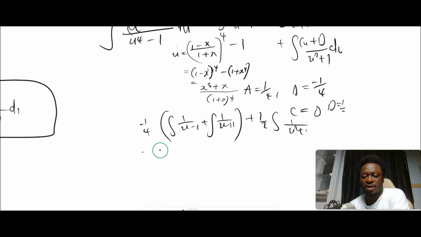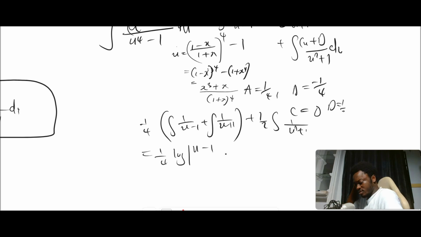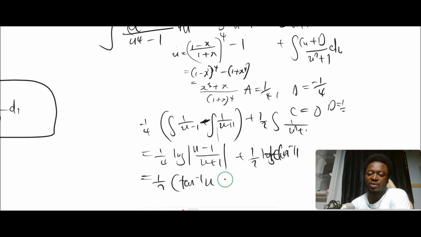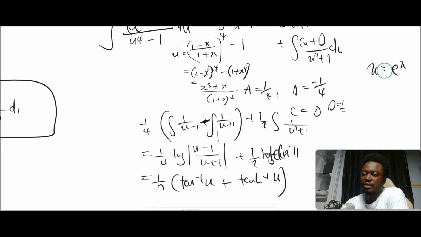So you get 1/4 of the logarithm of u minus 1, no, minus here, and u plus 1. Then plus half of the logarithm of u, no, half times tan inverse of u. So you get half, this will be tan inverse of u plus the hyperbolic tan inverse of u as well. So when u equals e to the x, I believe so. So that goes to show for this part.